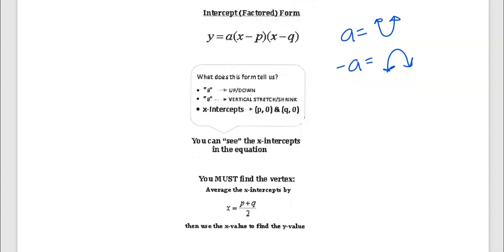We have to find the vertex, and this time we do it by finding the average, okay? Because my vertex is the very center, right? So if I know my X-intercepts, I know that the vertex has to be directly in the middle of them. So we're going to use P plus Q divided by 2, meaning you add your 2 X-intercepts together and divide them by 2. That's when you find the halfway point, okay? That's how you get the X value. And then just like yesterday, you plug the X back in to get your Y out.